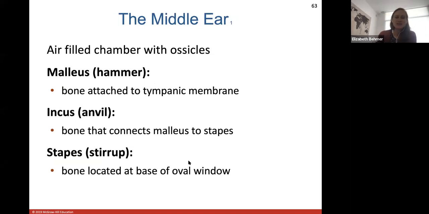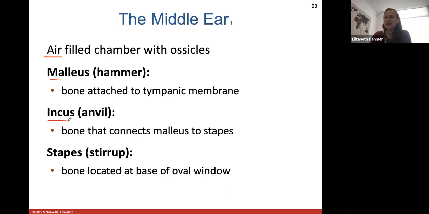The middle ear is completely filled with air, and it contains 3 tiny ossicles that are so tiny that they don't even fill up the head of a penny. So if you have a penny next to you, these 3 tiny bones in your middle ear won't even fill up the space of a penny. The malleus is the hammer, and this is the bone that's attached to the tympanic membrane. So that's your first ossicle.